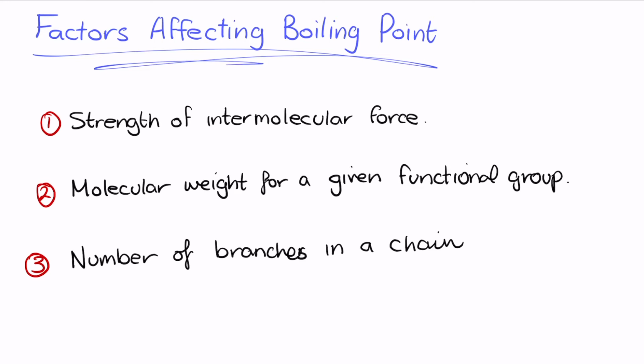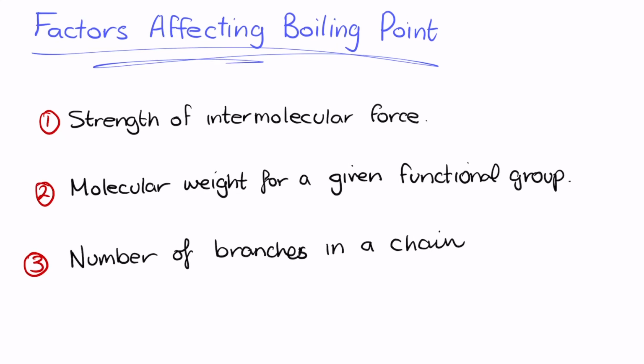Now, the last thing that affects the boiling point is the number of branches that are present in a chain. So imagine you had a 5-carbon chain, and another compound also has 5 carbons, but it has many branches. Typically, we'd see that the 5-carbon straight chain will have a higher boiling point than one that has branches. So in today's video, I'll just be discussing each of these points in a bit more detail and how they affect the boiling point of a particular solution.